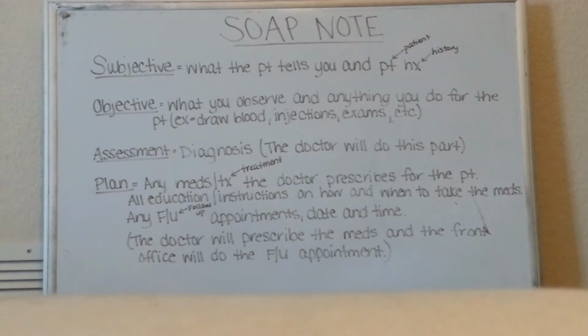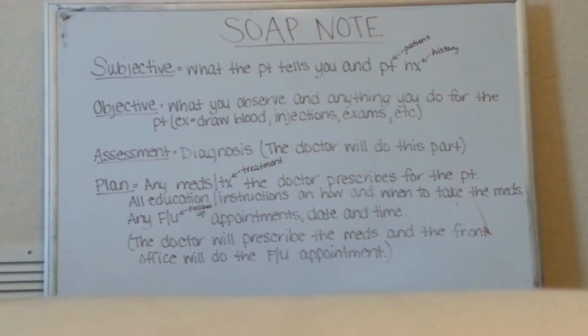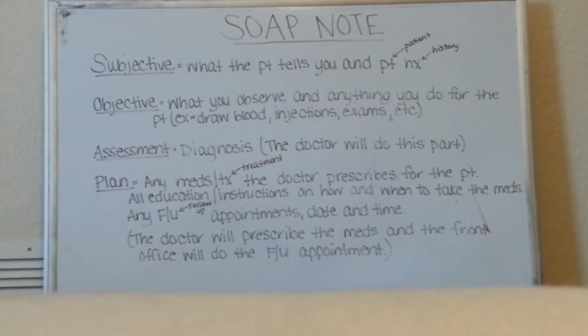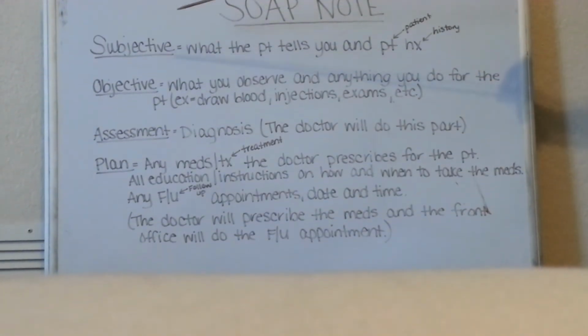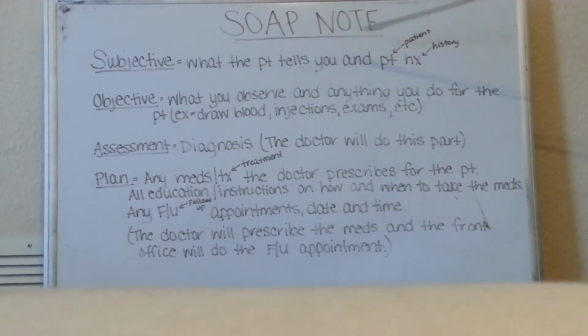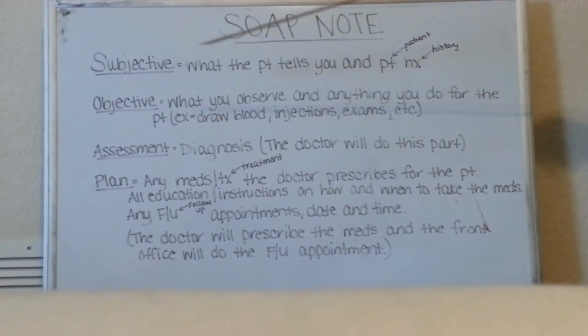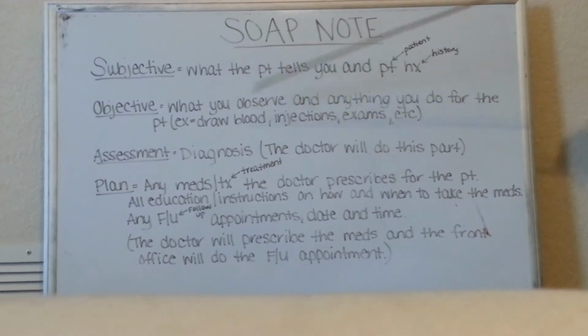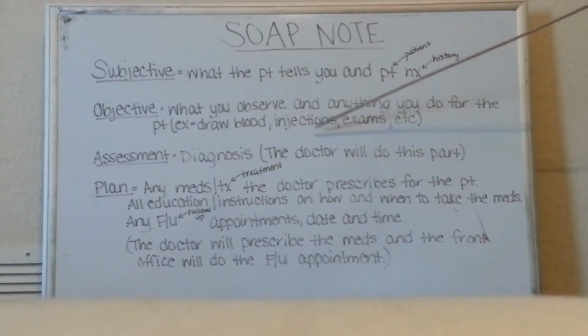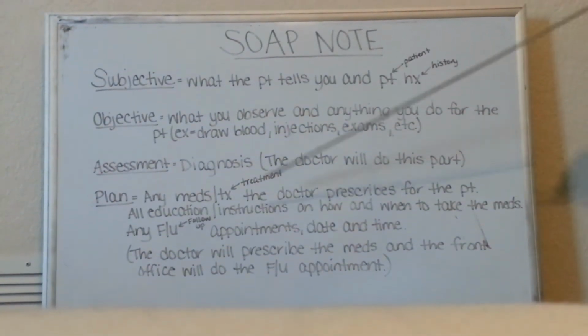But I am going to fully write one out as if the MA and the doctor did one, so you will know what it looks like. This is what goes in each section of a SOAP note. Subjective. Subjective is what the patient tells you and the patient history. Objective. Objective is what you observe and anything you do for the patient. Example, draw blood, injections, exams, etc.